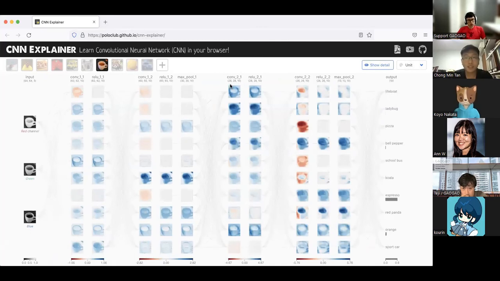The answer is one of these numbers here, of course. I'll just pause here for a while to see whether you understand. How many channels are there in this conv2_1 layer? You can type in the chat also if you don't want to say it.